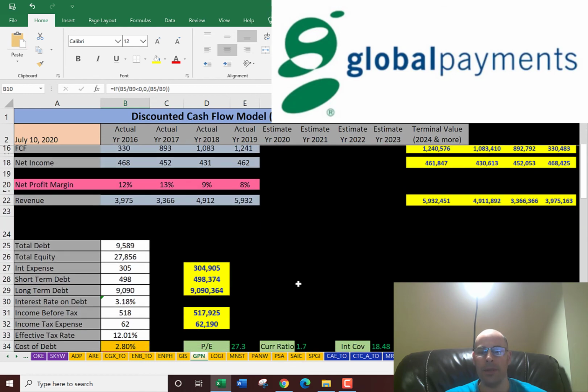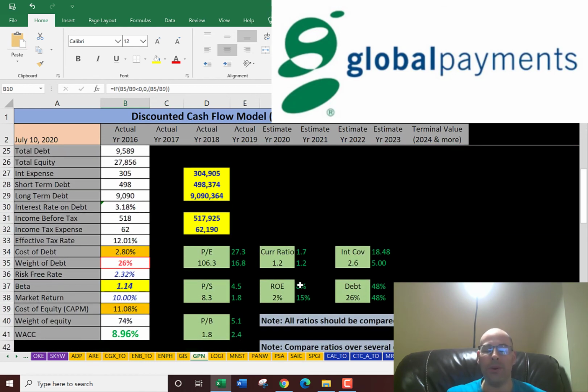So I think my valuation is more in line with the ratios. It seems like Simply Wall Street may be looking more to the future of the company, not so much at what they're currently doing right now.